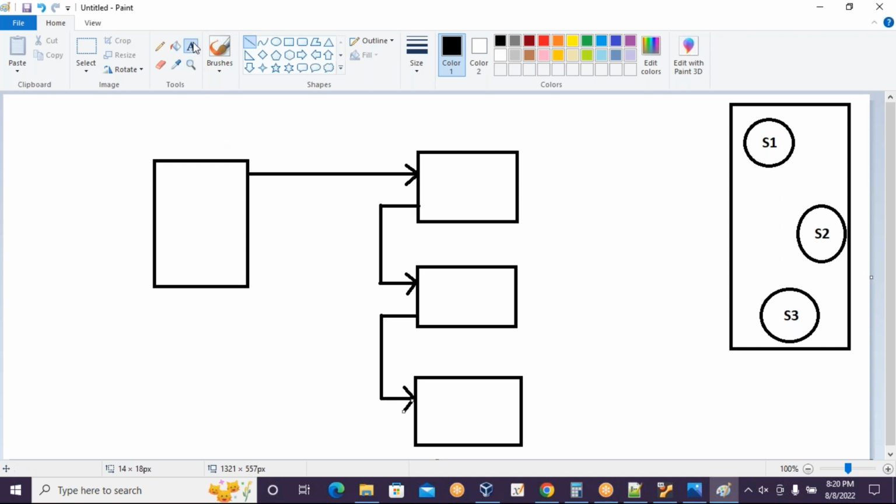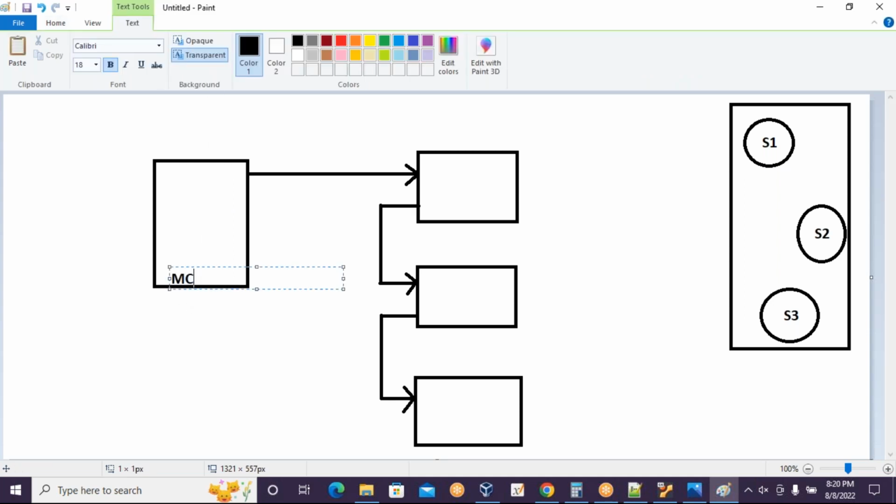So this is the master, which is our microcontroller. This is slave 1, this is slave 2, this is slave 3. Now, I'm just giving you a simple scenario. Basically they will have the shift registers, you already know, and because these are electronic devices, they will have some garbage value for sure.